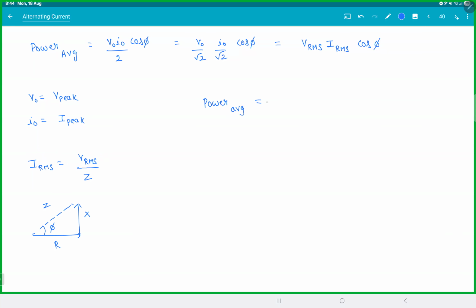Average power is VRMS IRMS cos phi. So you can write IRMS as VRMS by Z. So that will be VRMS square by Z cos phi. This is another way of writing. But the one that I like is you can replace VRMS with IRMS into Z. That will be IRMS square Z cos phi. And cos phi is nothing but R by Z. This is called power factor.